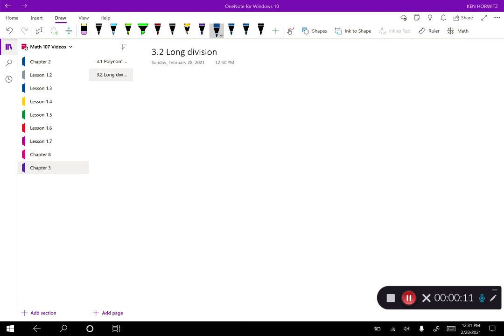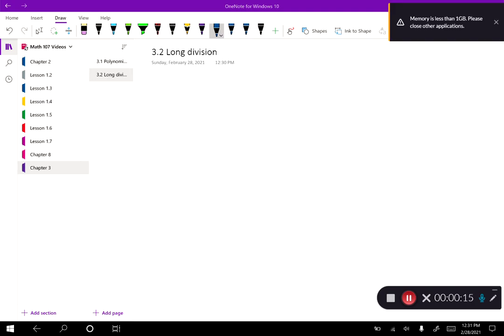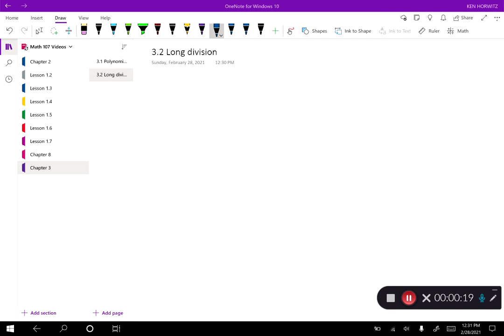I do want to start with long division. It is the backbone of everything we're going to do with the factor and remainder theorems, so I do want to explore that. All right, let's just get right into it. Long division of polynomials follows the same rules as long division with numbers. So I do want to jump right in.